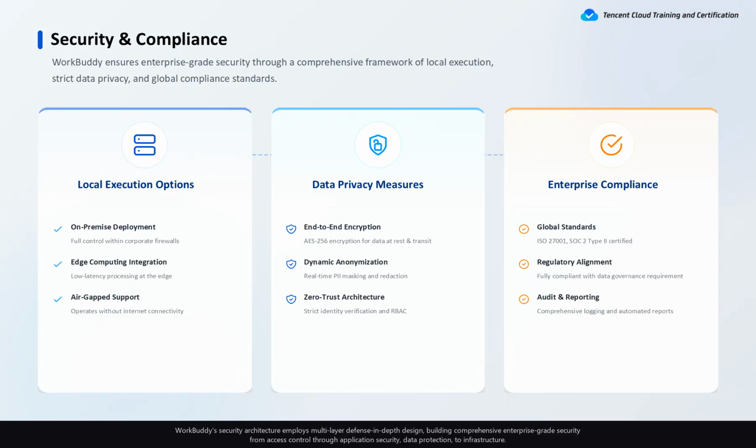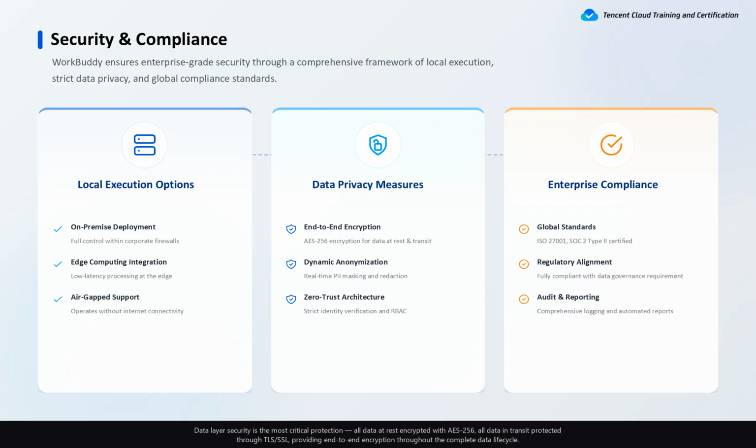WorkBuddy's security architecture employs a multi-layered defense-in-depth design, building comprehensive enterprise-grade security from access control through application security, data protection, to infrastructure. Access layer security uses IAM identity management, MFA multi-factor authentication, and RBAC role-based access control in combination, ensuring only verified authorized users access systems and data. Application layer security provides API protection, WAF web application firewall, and DDoS defense. Data layer security is the most critical protection.